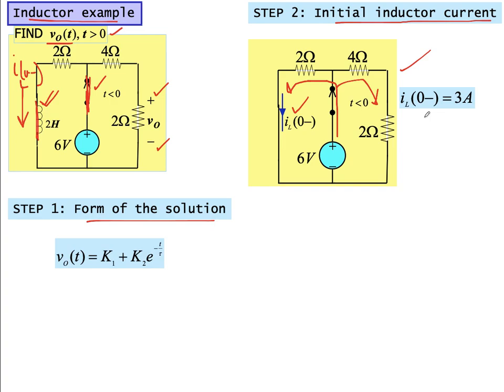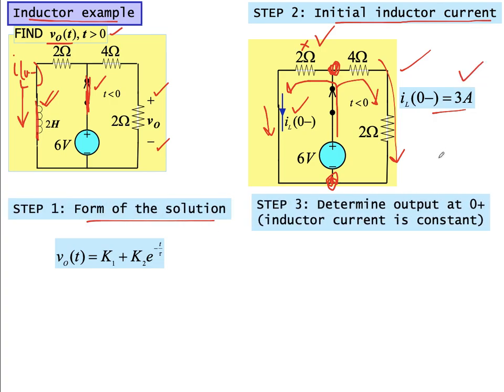We can find the value using voltage division. In order to find this current, we can see that the voltage across these two terminals is the same. It is 6 volts, across this branch and this branch. Since the voltage across this resistor is 6 volts, the current will be 6 divided by 2, which is 3 amperes. By looking at the terminals connected across both branches, the current flowing in this branch would be 3 amperes, and i(0+) would be the same current, that is 3 amperes.